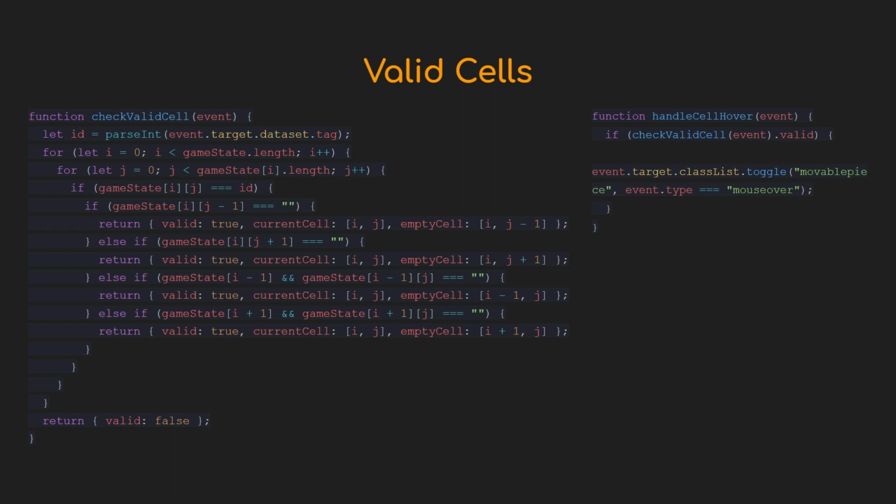If it is next to the empty cell, the function returns a true, meaning the cell is indeed valid. If the cell is not adjacent to an empty cell, the function returns a false statement, meaning the cell isn't valid. And in this case, to the right, if we run the function check valid cell, if it returns a true statement, it means it is indeed next to an empty cell. So add a class movable piece to the ID of the cell, and then this would highlight the cell with the red border and also change the number text to green.